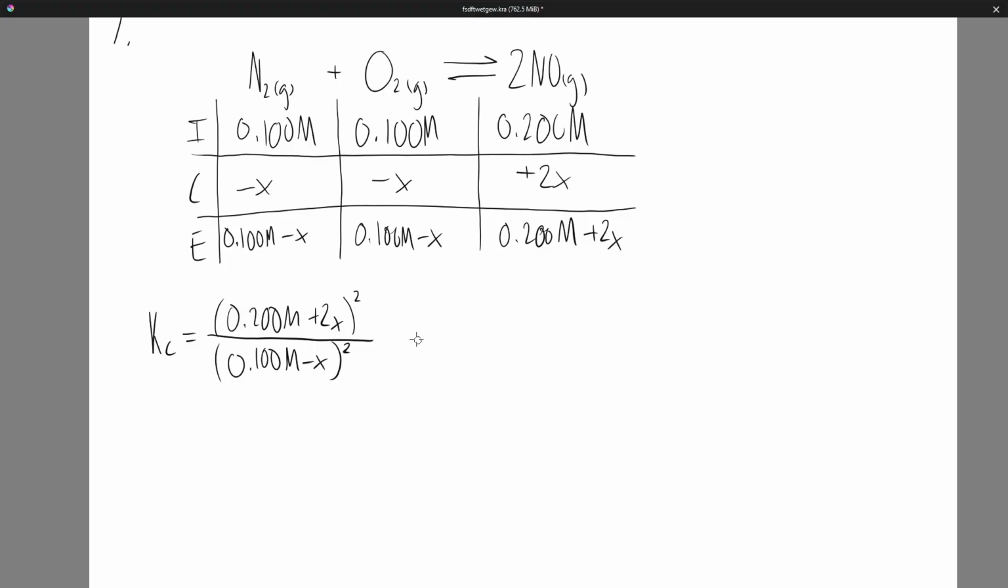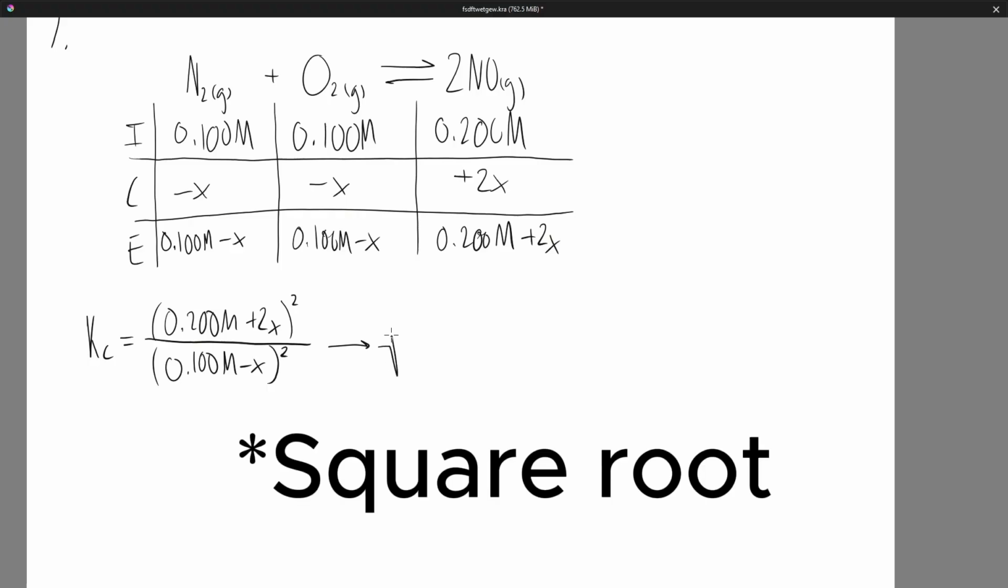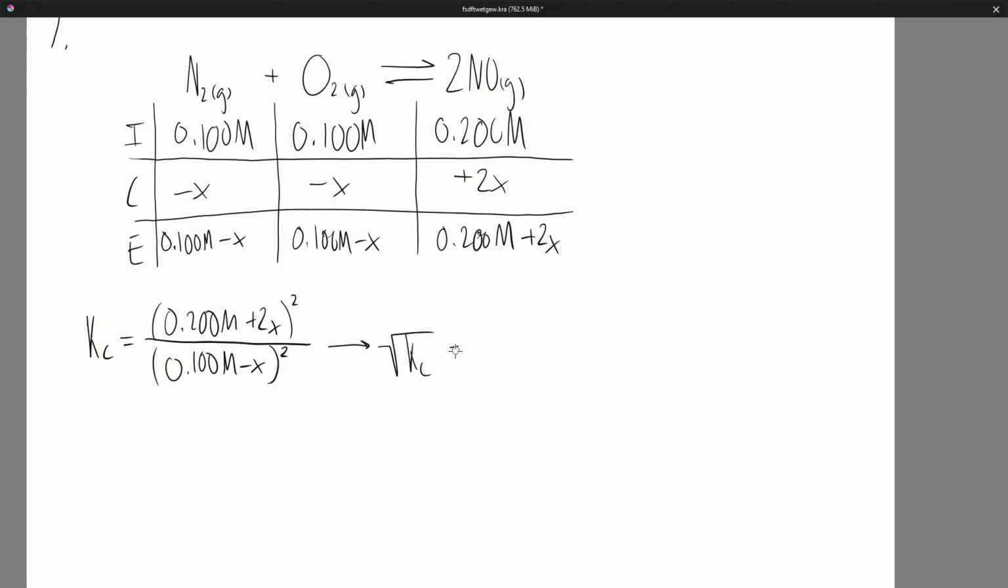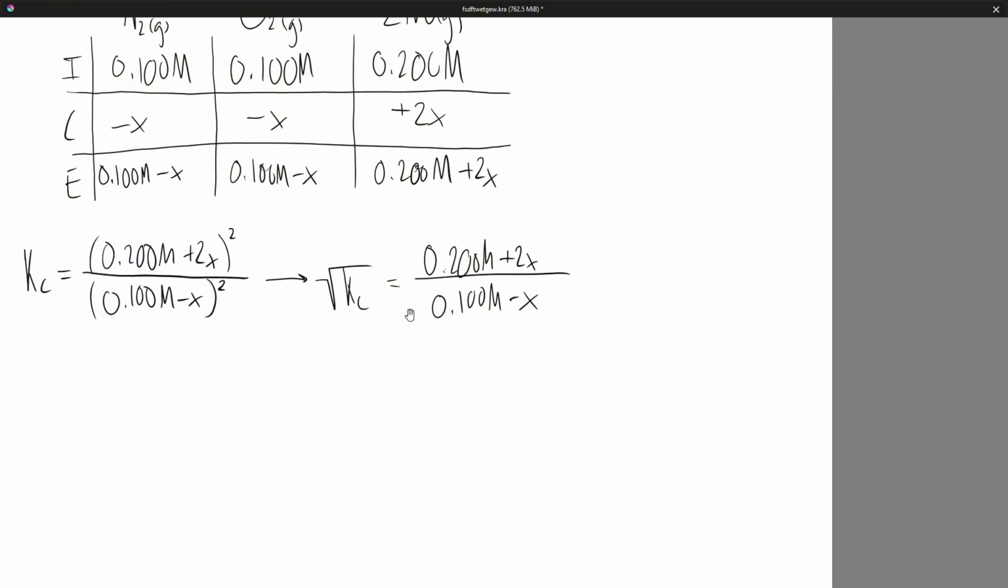the first thing we do is we get rid of the square. So to do that, we cube root both sides. So it'll be the cube root of Kc equals 0.200 molar plus 2x divided by 0.100 molar minus x. Okay, so now we're going to do some algebra to solve for just x. We want to isolate x by itself.